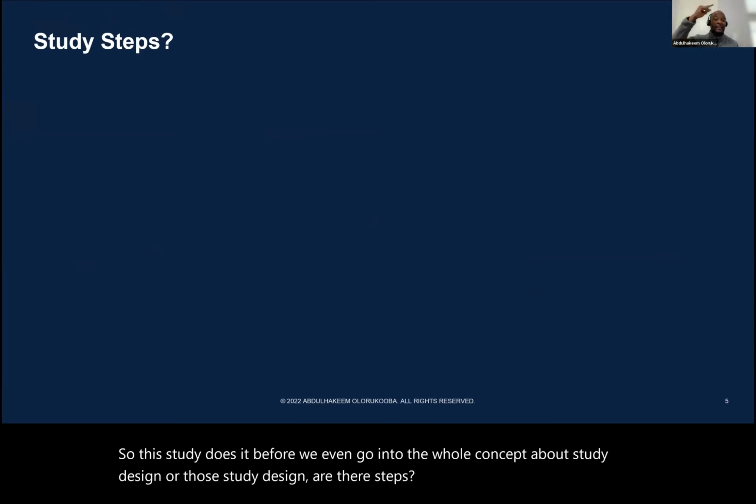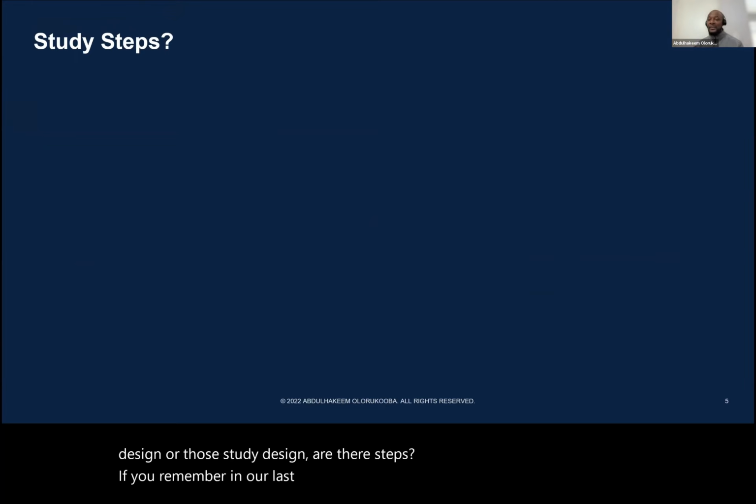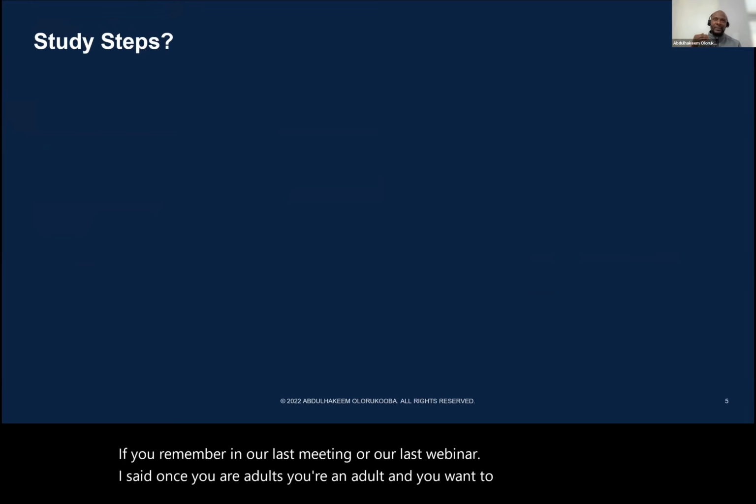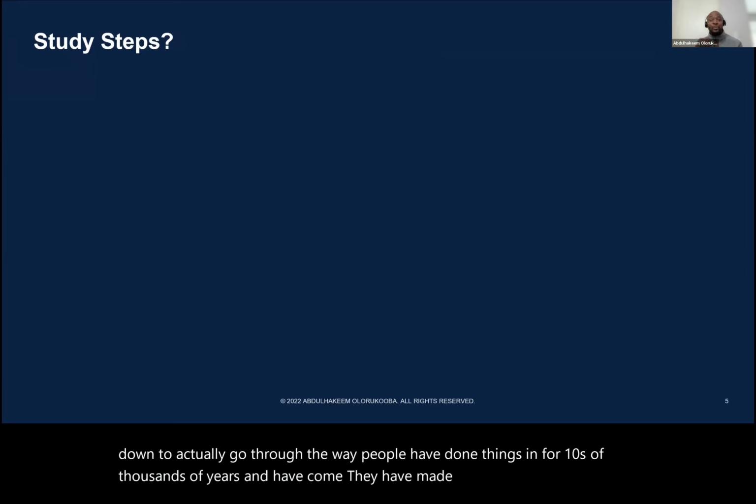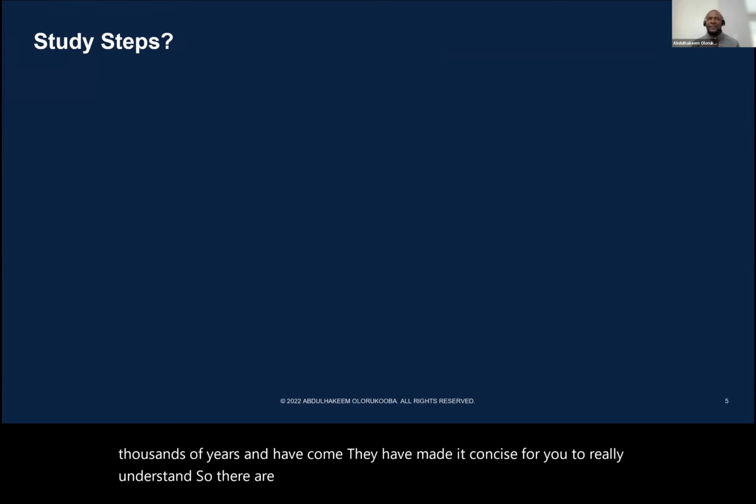If you remember in our last webinar, I said once you're an adult, you're an adult, and if you want to do anything, don't just jump into doing it. There are always steps. These steps are not just made up. Some people have sat down to actually go through the way people have done things for tens of thousands of years and have made it concise for you to really understand. So there are steps, and try to know those steps so that you know what you are doing. You're not just doing it because everybody's doing it.